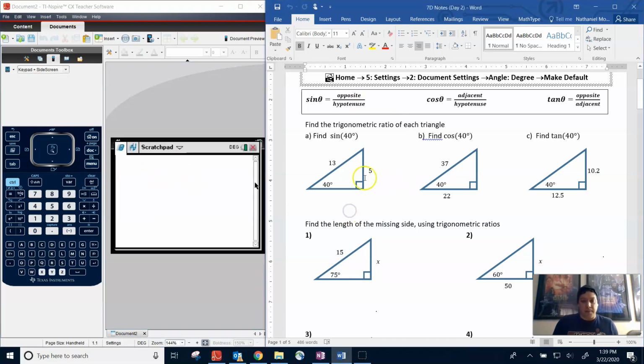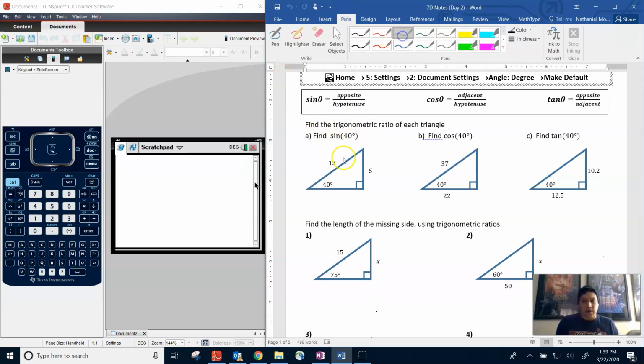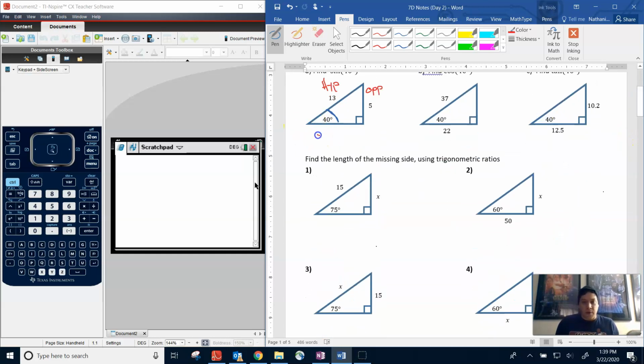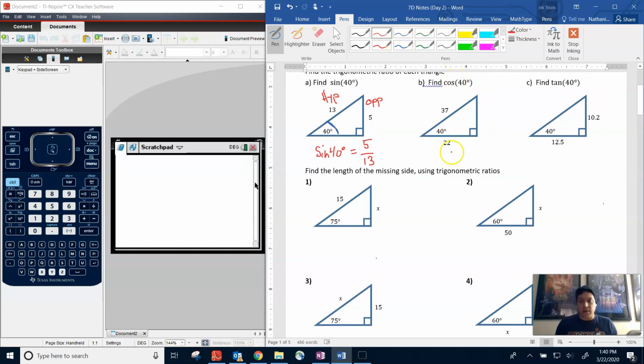So let's go to calculate. Now on this side it says, find sine of 40 degrees. Well, we know how to do that. That is easy. Here's 40 degrees, and remember, sine is the opposite over the hypotenuse. So let's see, opposite and hypotenuse, right? So sine of 40 degrees is equal to our opposite over our hypotenuse, so it would be 5 over 13. Easy enough, right?